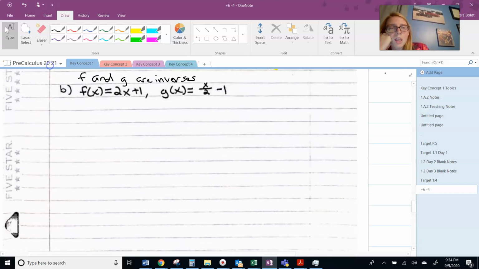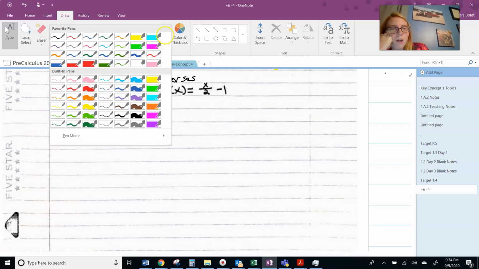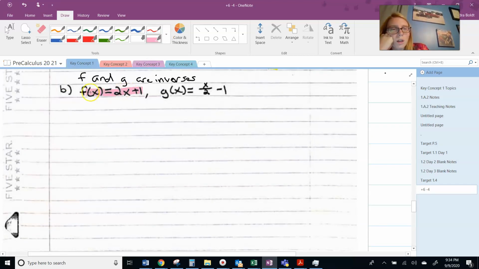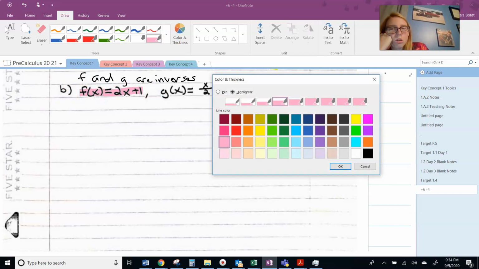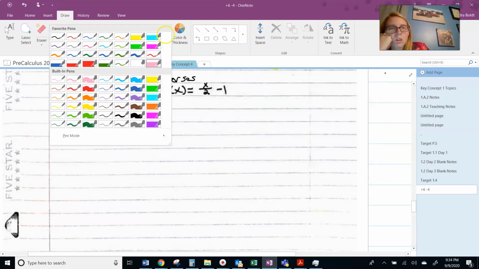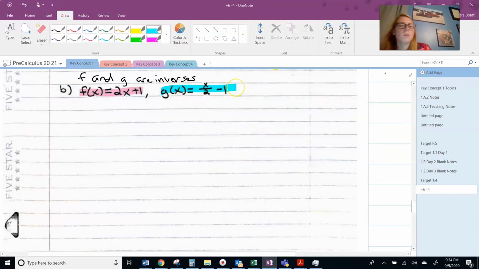Let's look at another one. Same idea. So I now have f of x equals 2x plus 1. And g of x equals x over 2 minus 1. Again, this looks promising, right? We have multiplication and addition. We have division and subtraction. So let's see.